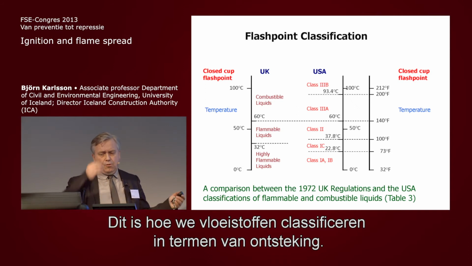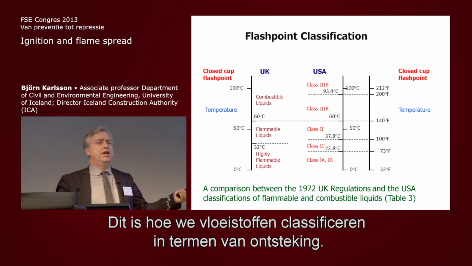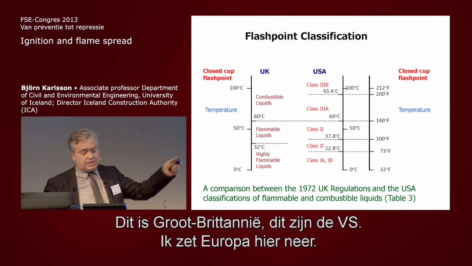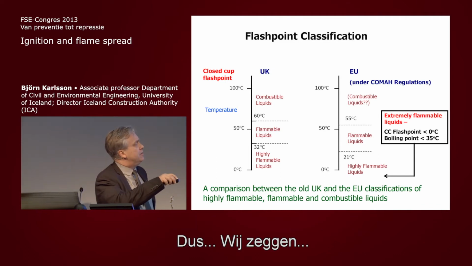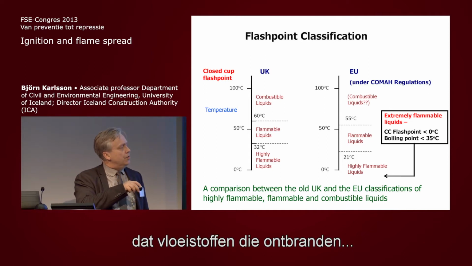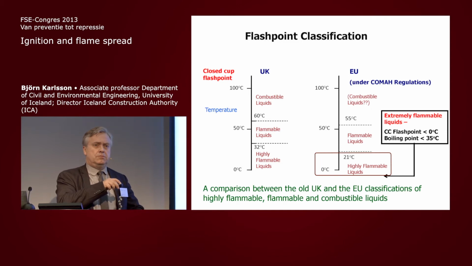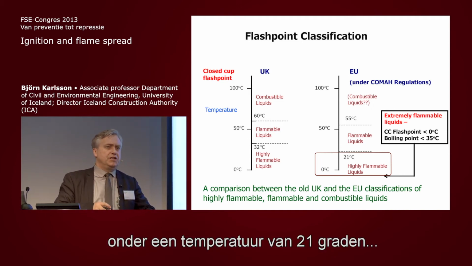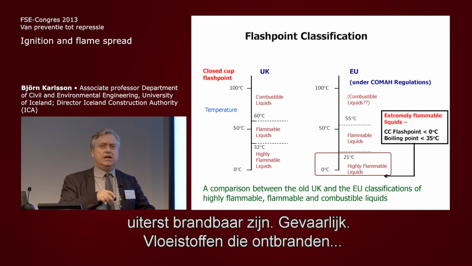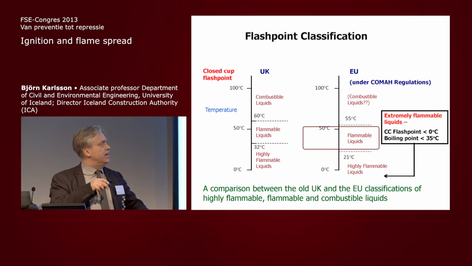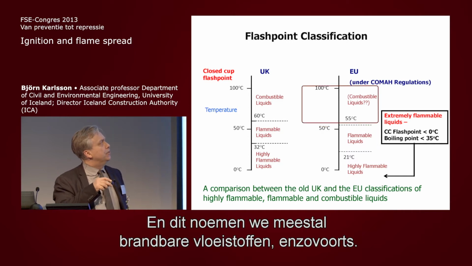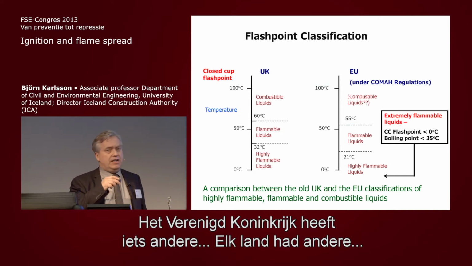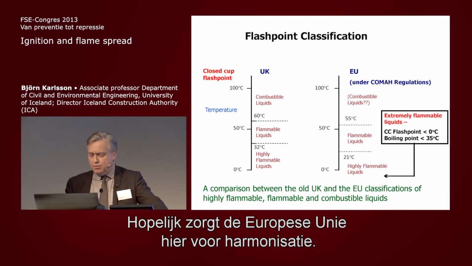Now, here's how we classify liquids in terms of ignition. This is UK, this is USA. I'll take Europe here. We say that liquids that ignite under the temperature of 21 degrees are highly flammable. They are dangerous. Liquids that ignite between here are flammable. And these, we usually call combustible liquids, etc. The UK has slightly different, each country used to have slightly different. We're hoping that the European Union will take care of harmonizing this.